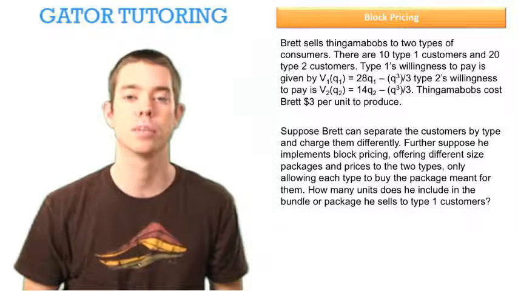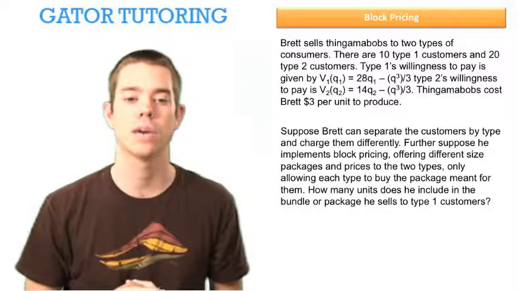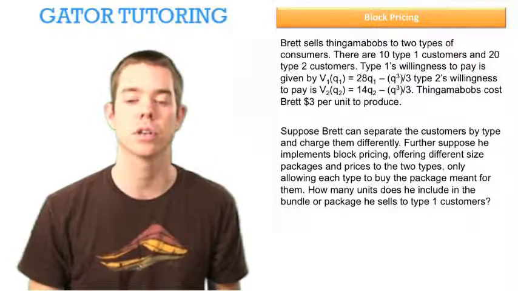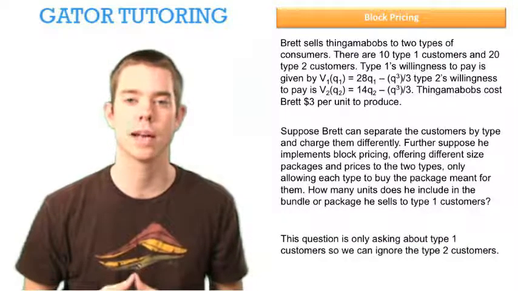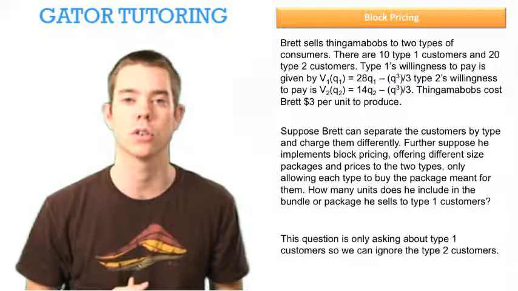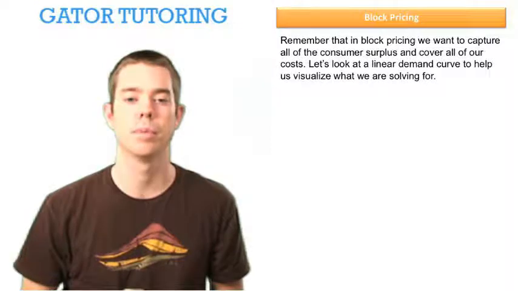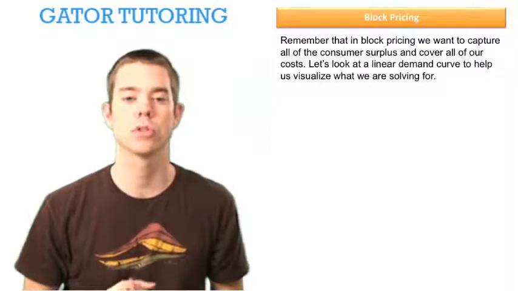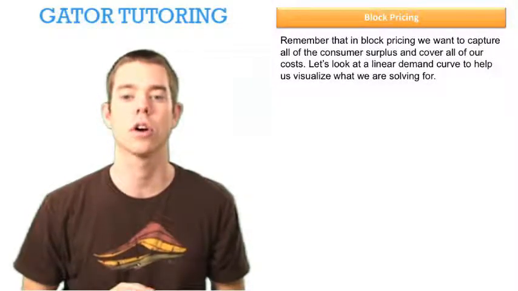Further, suppose he implements block pricing, offering different size packages and different prices to the two types, only allowing each type to buy the package meant for them. How many units does he include in the bundle or package he sells to the type 1 customers? So this question is only asking about type 1 customers, and therefore we can ignore all the type 2 customer information. Remember that in block pricing we want to capture all the consumer surplus and cover all of our cost.